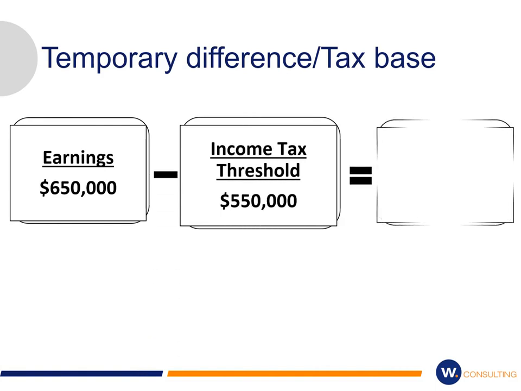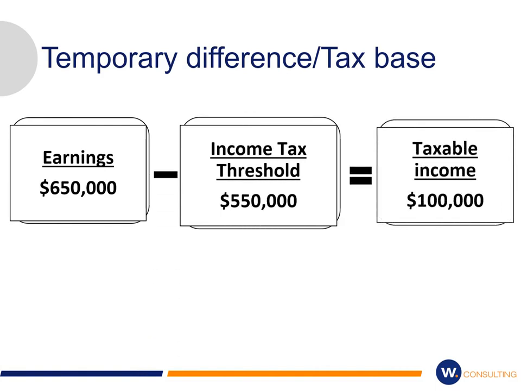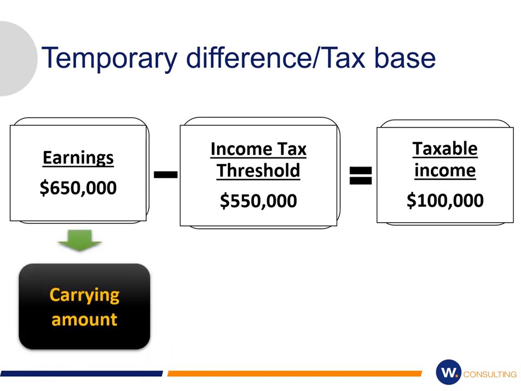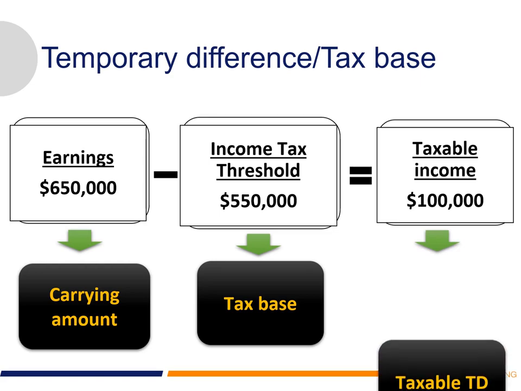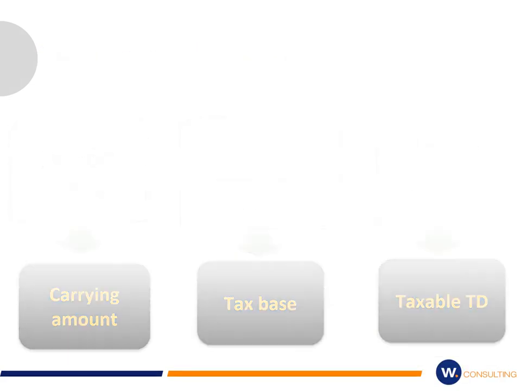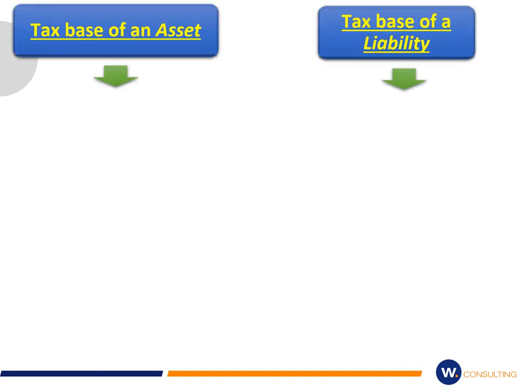As you may see, we may have earnings of $650,000. Our income tax threshold may be 550,000, and therefore we end up having taxable income of 100,000. Now, the carrying amount is what it is for accounting purposes, which is 650,000. From the tax point of view, the tax base is 550,000. Our difference is 100,000, which generally we should multiply by the tax rate to get our deferred tax amount.